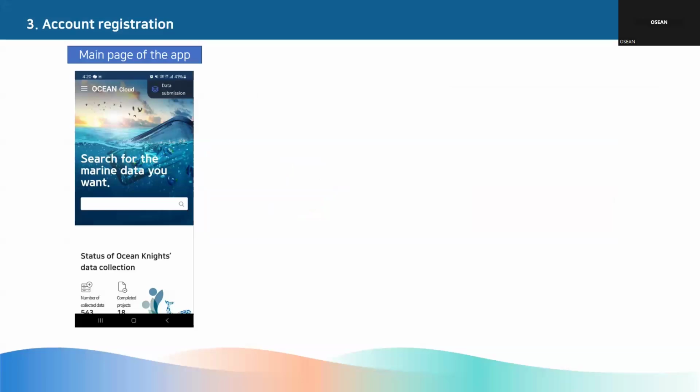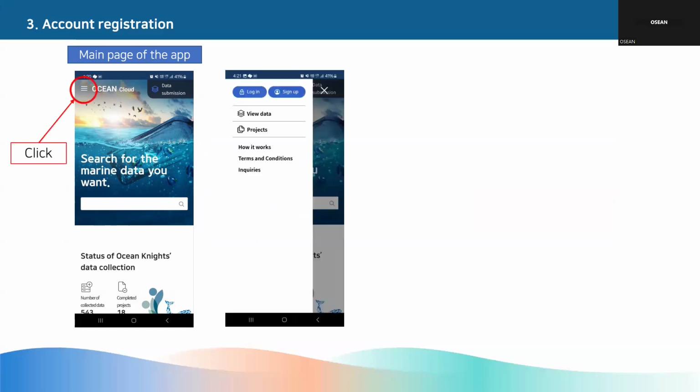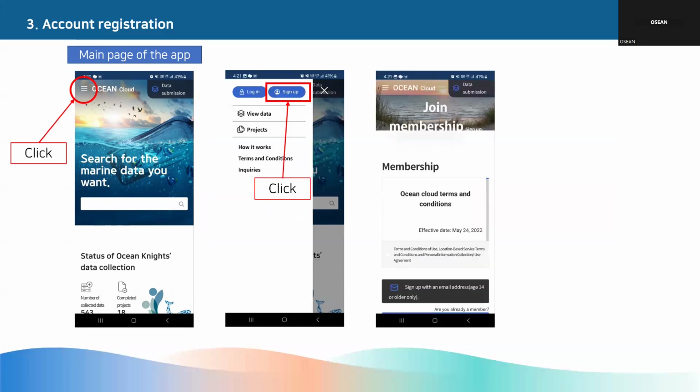Moving on to account registration. When you open the app, this is the main page of the app that you will see. Remember that this is called the main page of the app because I will keep talking about it. Now click the 3 lines on the top left and this will pop up. Now click the sign up option and this membership page will appear with all the terms and conditions.